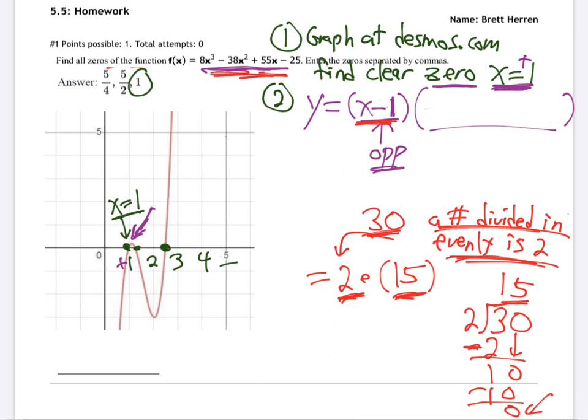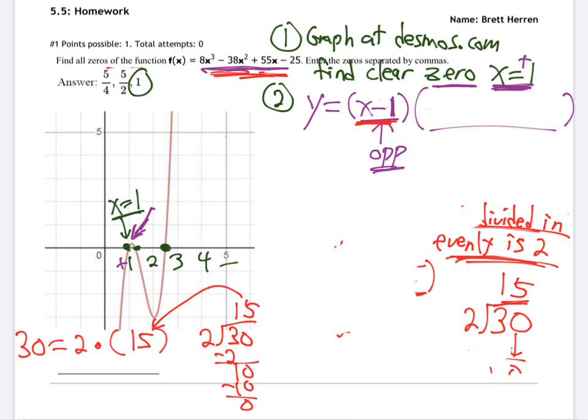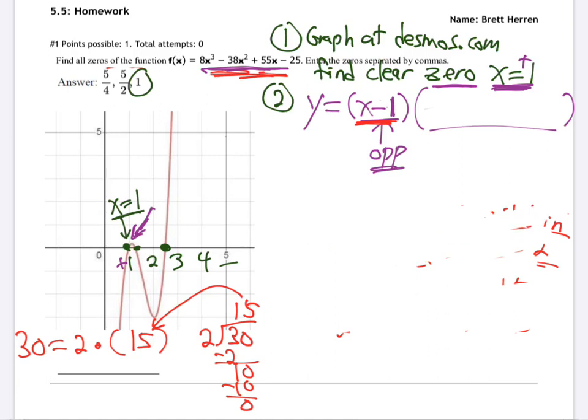And so that's what we have to do here. And then what would you do from there? After you had the 15, let me do it over here. You would say 30 equals 2 times what? And how you would find that is you would divide 2 into 30, and you would get the answer 15. And then you would bring that back. So that's exactly what we're going to do, but we're going to do it with x's instead of with numbers. But it's the same concept, right?